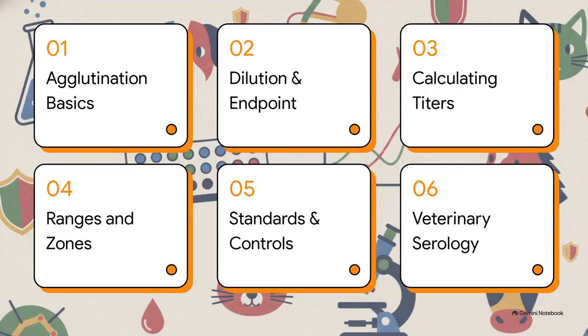Here's our roadmap for today. We're covering 1. The basics of agglutination, 2. Serial dilution and endpoint, 3. Calculating antibody titers, 4. The sub-agglutinating range and zones, 5. Standardization and controls, and finally, veterinary serology in action.